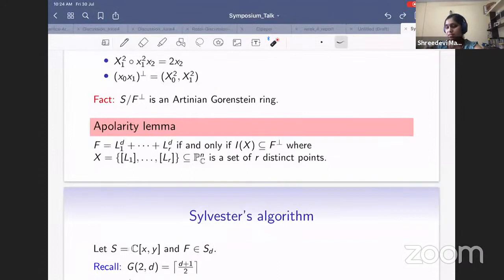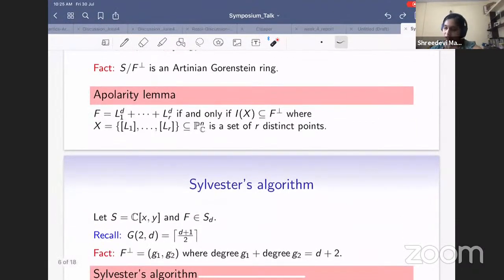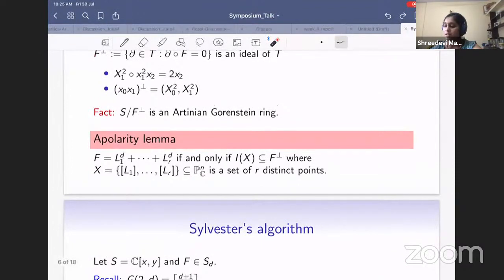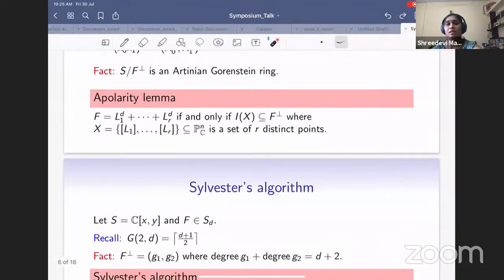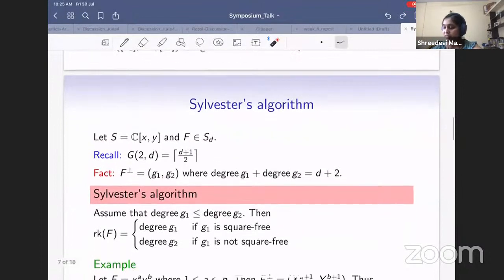So that's the idea. Usually, if I want to find the Waring rank of f, I will go to f_perp and see whether I can find the ideal in the polynomial ring. So our idea is to find some ideal of distinct points in this f_perp. So this theoretically looks simpler, but finding f_perp is sometimes quite involved. In two variables, something is very nice. We know many things, and this is classically well known by Sylvester also.